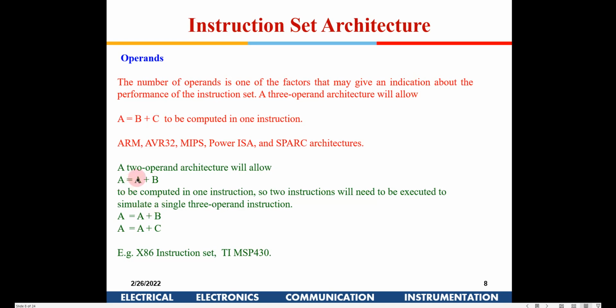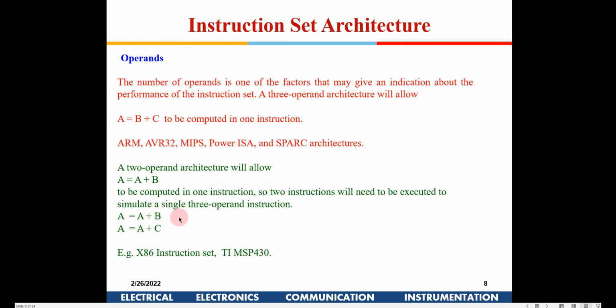In this particular case, you do A plus B. Then one of the things which you are adding will initially be A, but subsequently that A will be updated with the sum, so that initial data gets lost. Okay, so this is known as two operand architecture.